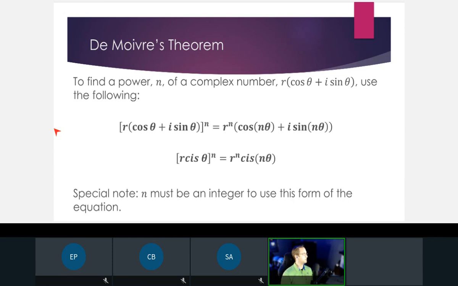All right, so the DeMoivre's theorem, there's, I guess, 2 forms of it. We are going to find the power. So it's kind of like an expansion of a complex number, but you first need to convert it into polar form.